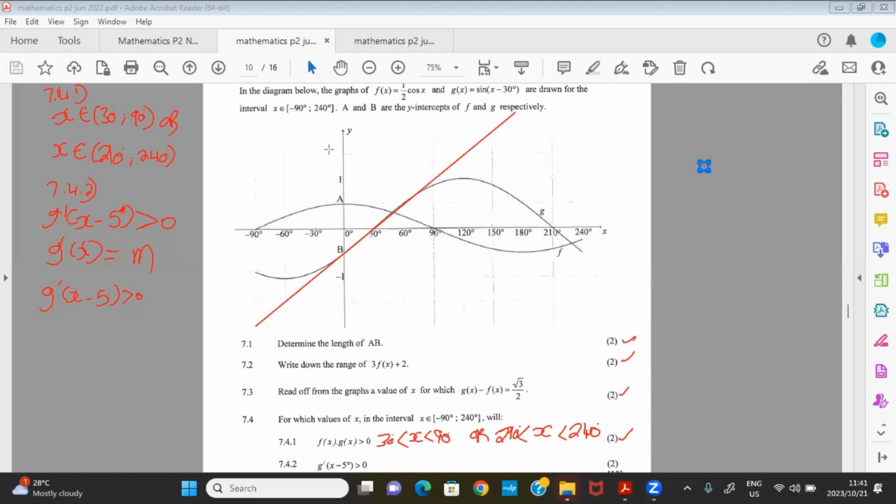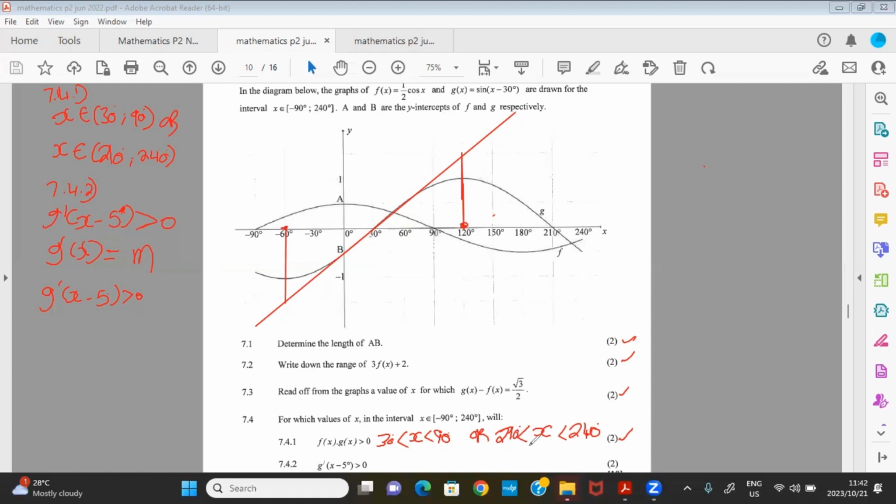So it's going to be from where to where? Again, from my turning point basically. Here's my turning point, until where? My other turning point here. Until my other turning point here. But that's just for my g.